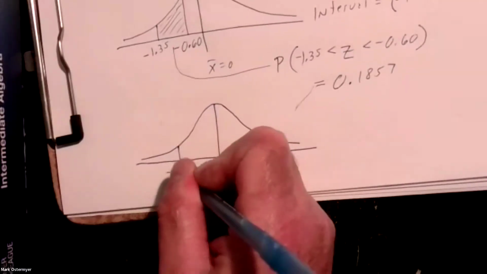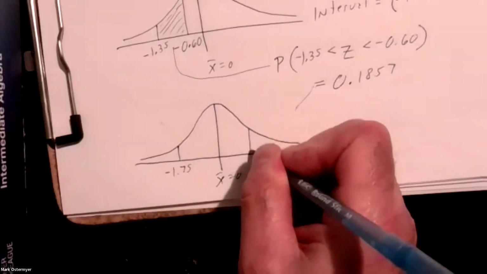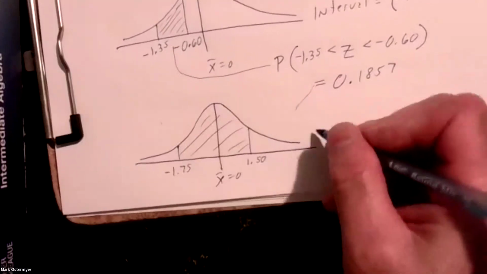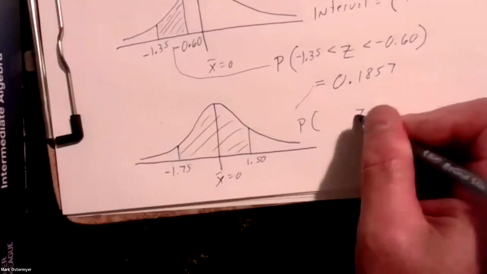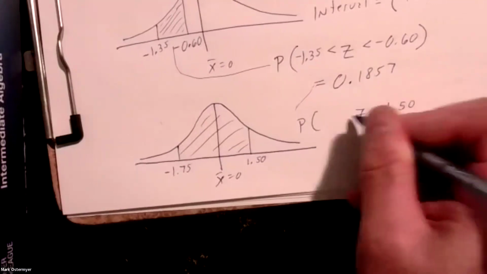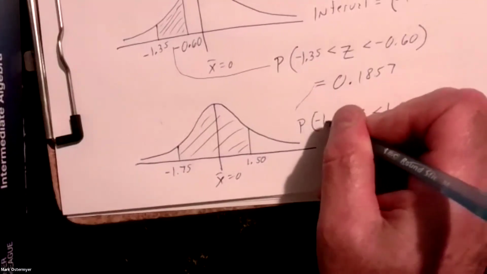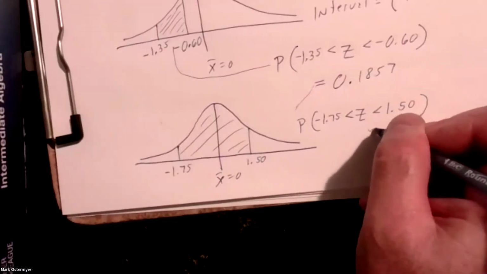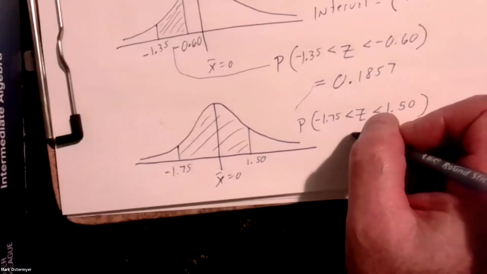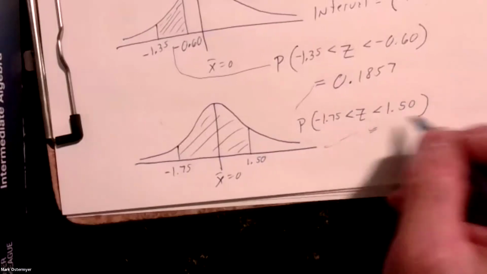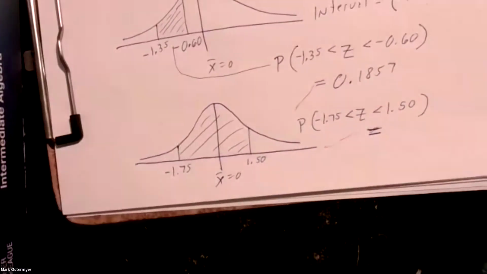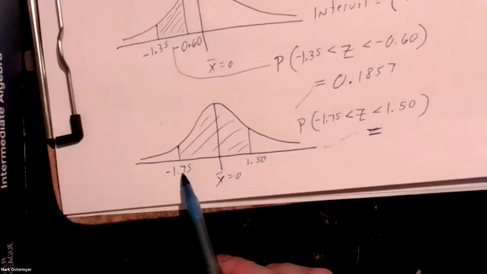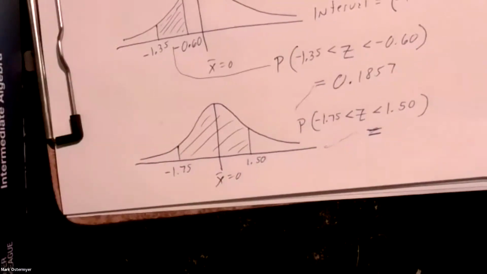So negative 1.75 is going to be down here, and positive 1.50 is going to be up here. They want us to find this area here. This area is really equal to the probability that Z lies between 1.50 and negative 1.75. So let's go to our calculator, where our lower endpoint is negative 1.75 and our upper endpoint is 1.50.